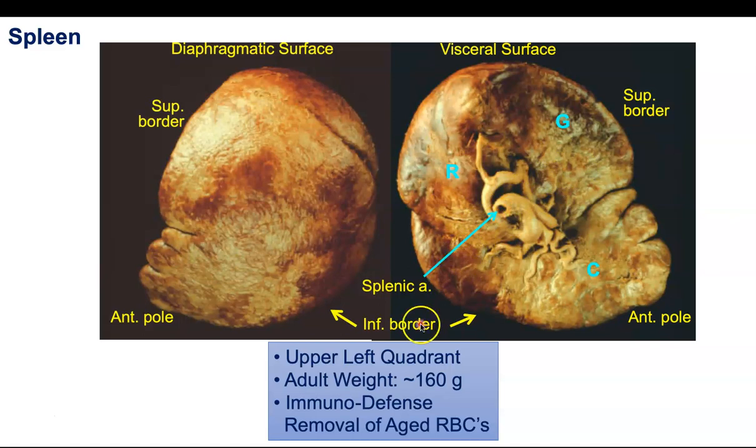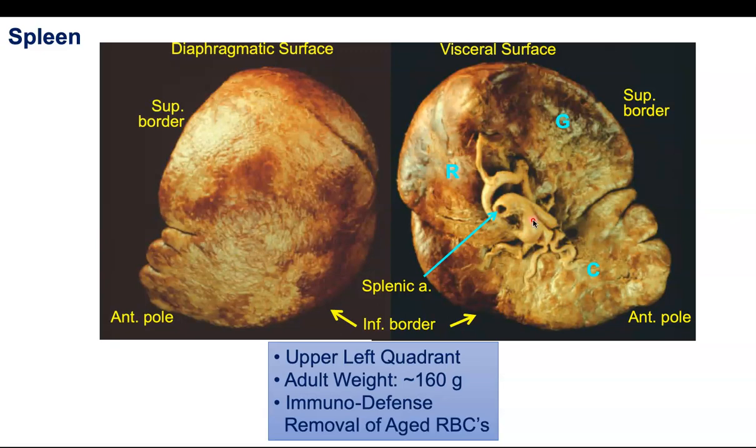Okay, and location wise, spleen lies in the upper left quadrant. If you divide the abdomen into 9 divisions, it will be located in the left hypochondrium. The adult weight is about 160 gram. One of the important functions of the spleen is, as the blood travels through the small splenic vessels, the aged or old red blood cells cannot squeeze through those small vessels, and they are broken down, and that's how the old aged red blood cells are removed from the circulation by the spleen.